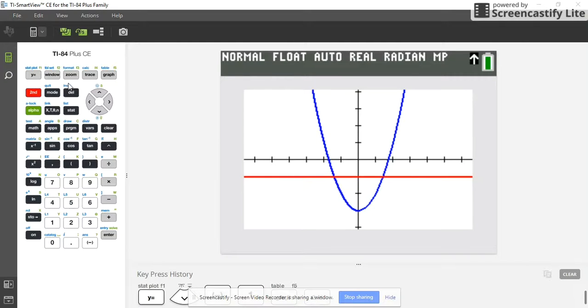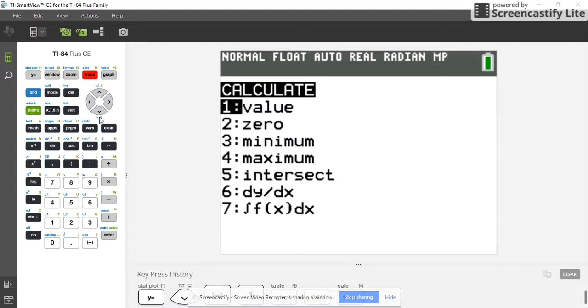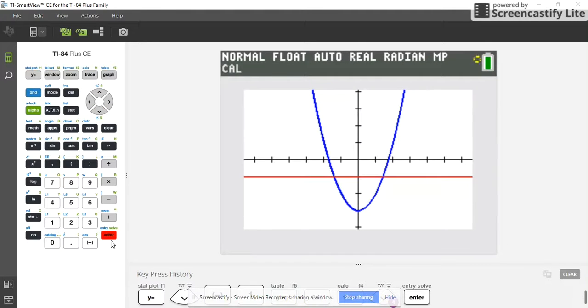So we're going to hit second, trace, and option number 5 finds the spot, the x value and the y value where two functions are going to intersect. When we hit enter on that, the graphing calculator asks, hey, what are the two functions that you're interested in? Well, this part's kind of easy because we're only graphing two functions. So we just have to hit enter twice.